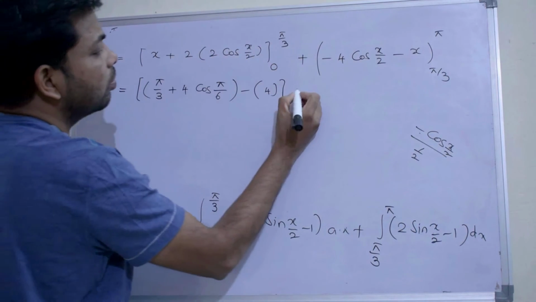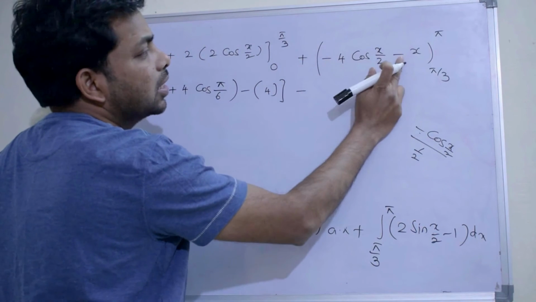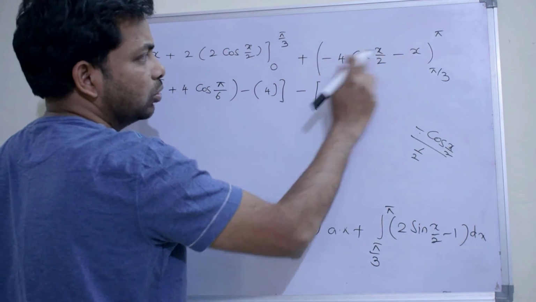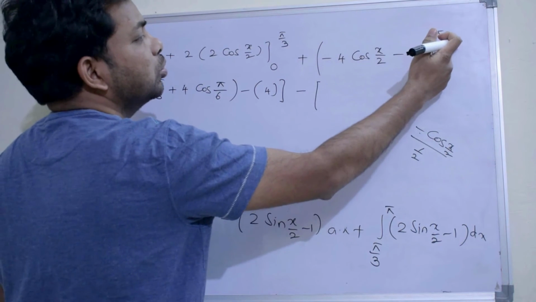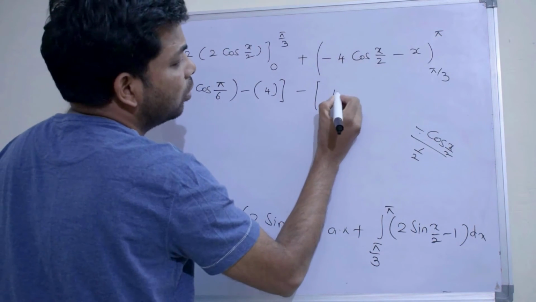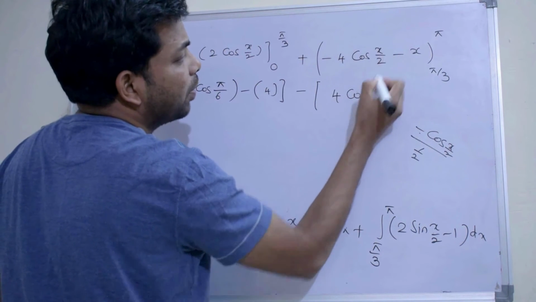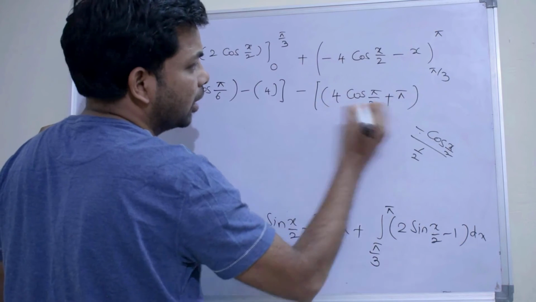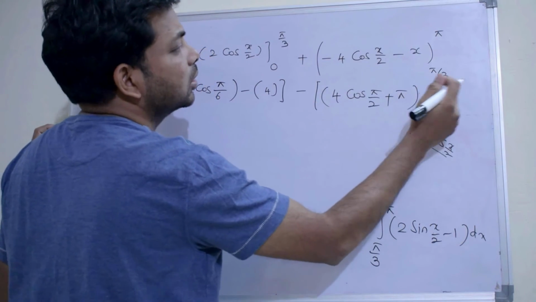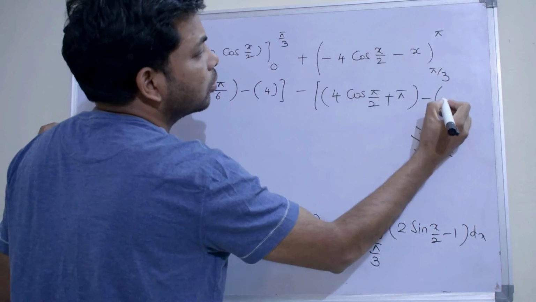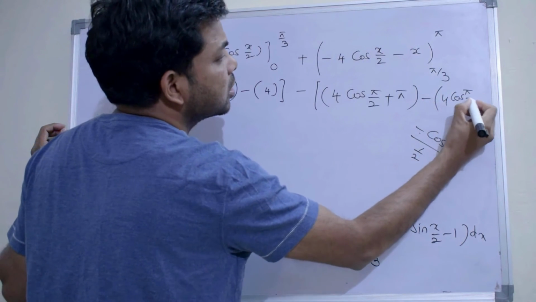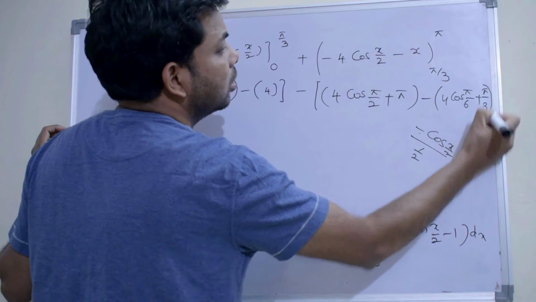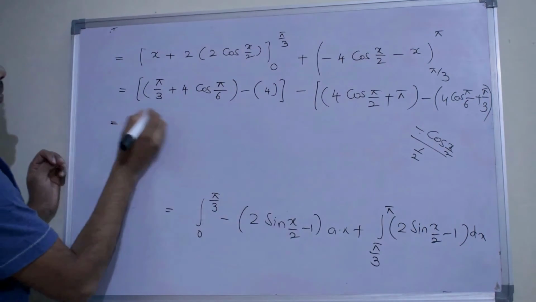So this part is over. Plus, what I will do, I'll take minus common. So both will become plus. So this is plus now, this is also plus. Substitute the upper limit first. What you will get? 4 cos, the upper limit x value is pi, so cos pi by 2, plus x value is pi. Minus of the lower limit, cos pi by 3 by 2, so 4 cos pi by 6 plus pi by 3. So at most the problem is done.